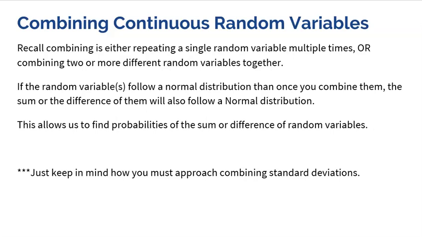We could also look at the difference between 2 random variables or the sum of 2 different random variables. For example, maybe Josh is going to wash and wax cars. Well, if they both follow a normal distribution, when you look at them together, or if you look at the difference between them, you're still going to follow a normal distribution.